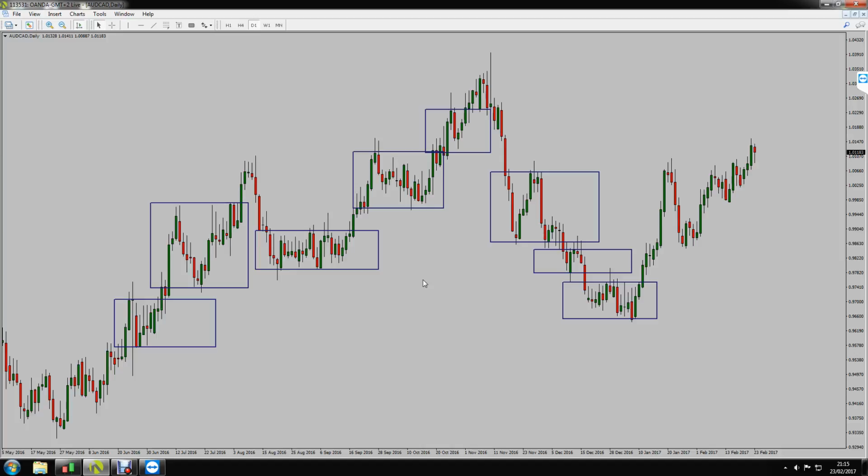This is called box effect. I mean box effect is when a box acts as support or resistance for the next one, and the price shows us a series of boxes.